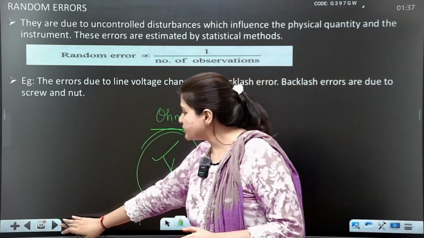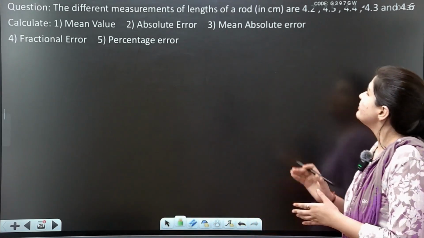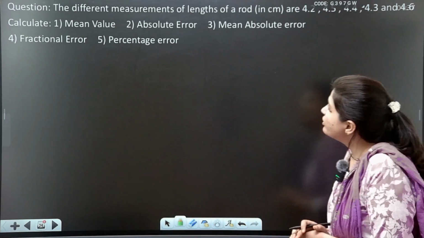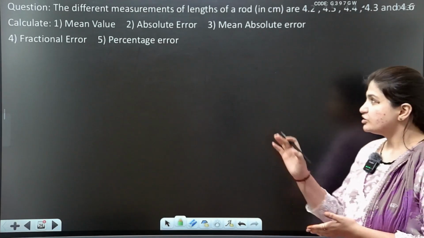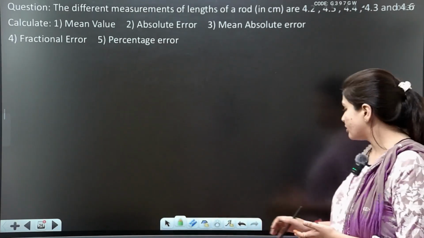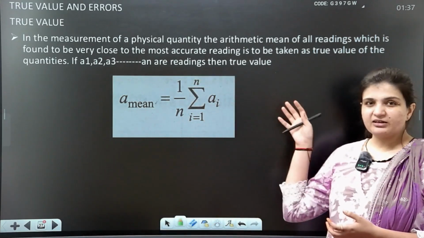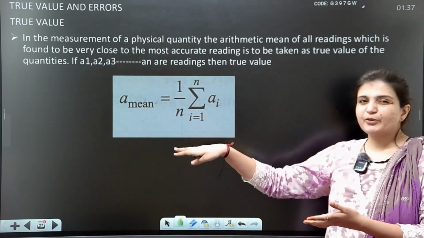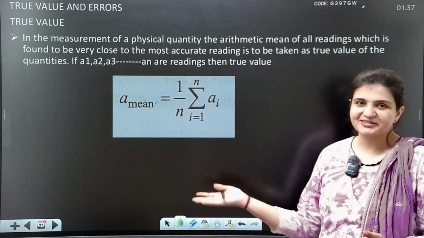Now let's proceed further. So we had the different measurements of the length of a rod. Now we have to find the mean value and the mean absolute error. So we will study this, then we will solve the numerical question. First we are going to study the concept, and then we are going to come back here and solve it.